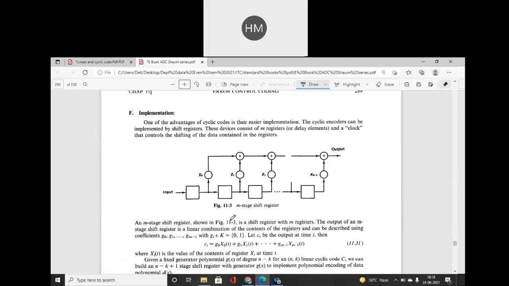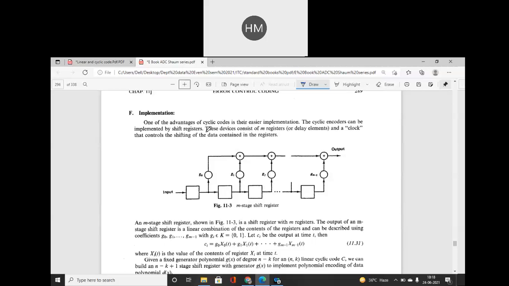This is a cyclic encoder. Encoders are designed by using shift registers, modulo 2 adders, and a delay element. ठीक है, this is the M stage shift register we are using here. These are all my registers.